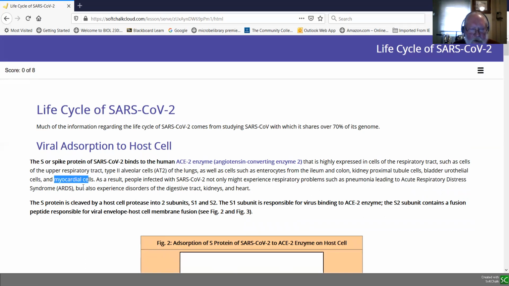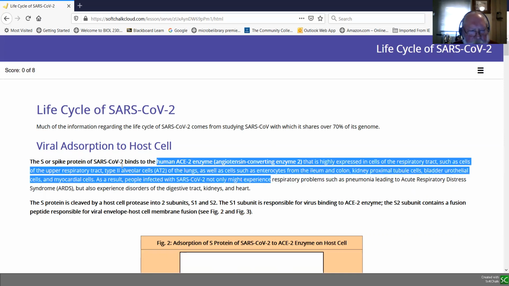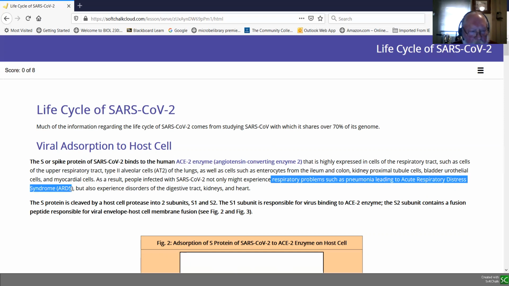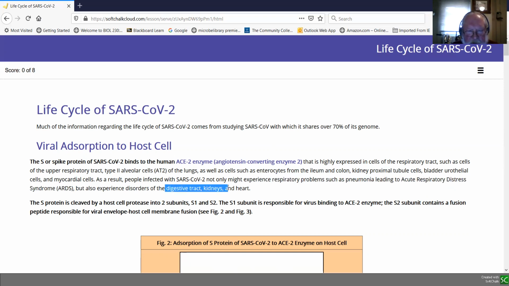So because this ACE2 enzyme is on so many different human cells, people that are infected with SARS-CoV-2 not only experience respiratory problems like pneumonia, which can lead to acute respiratory distress syndrome, or ARDS, that we talked about back in Unit 3, but it can also lead to disorders of the digestive tract, the kidneys, and the heart. And some of these can be fatal or lead to long-term damage.